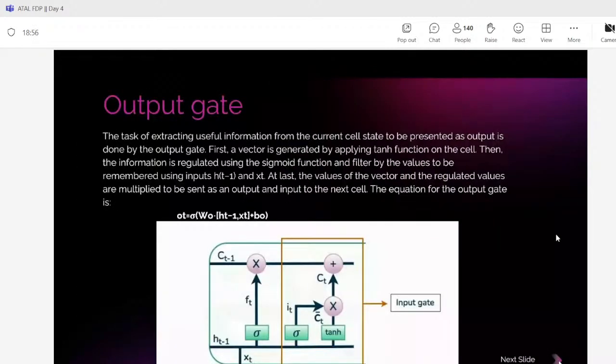Excuse me, ma'am, can you start again from the forget gate? Yeah, sure, ma'am.